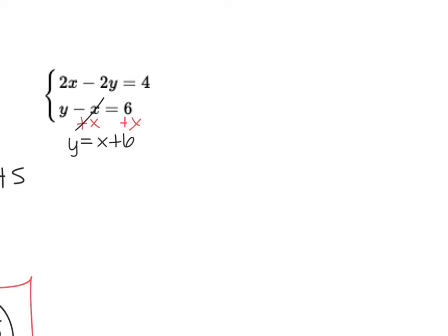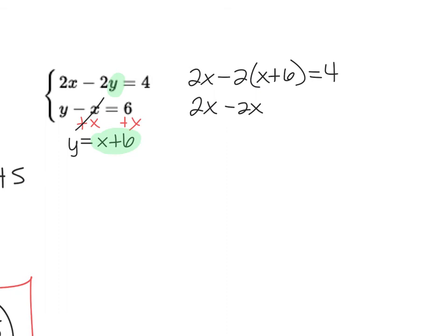Okay, so we're going to take all of this and plug it in for that y. So that would be 2x minus 2 times (x plus 6) equals 4. Let's go ahead and distribute that negative 2. Don't forget it's a negative. And then negative 2 times positive 6 would be negative 12, equals 4.